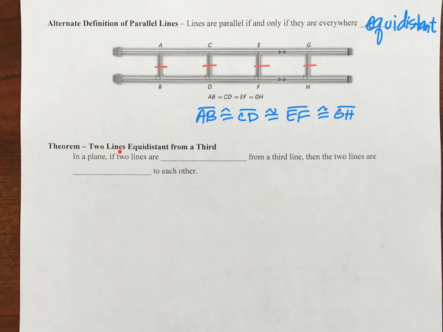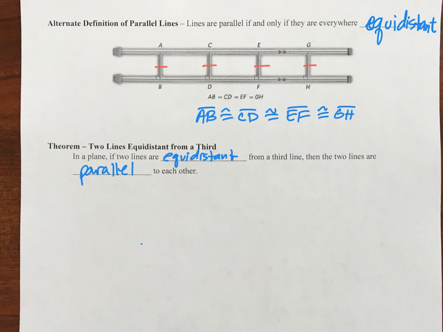All right, and then let's finish up with this theorem, the theorem about two lines that are equidistant from a third line. Here's what the theorem says. It says, in a plane, if two lines are equidistant from a third line, then the two lines have to be parallel to each other. Let's draw a picture and rewrite this theorem in terms of that picture.